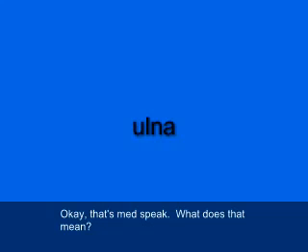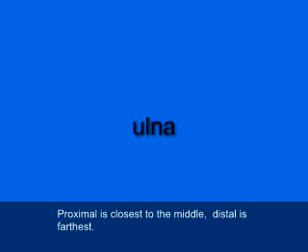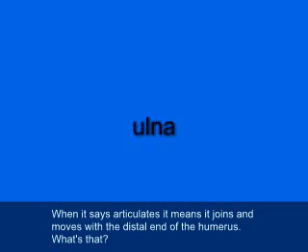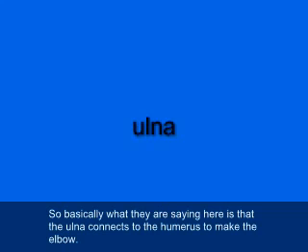Okay, that's med speak, right? What does that mean? Well, it's meaning that proximal is the end of the ulna that's closest to the middle of the body, right? Proximal is closest to the middle. Distal is farthest. The proximal end is the end closest to the body. And when it says articulates, it means it joins and moves with the distal end of the humerus. What's that? Well, that's the far end of the humerus, which is the upper arm. So basically what they're saying here is that the ulna connects to the humerus to make the elbow.